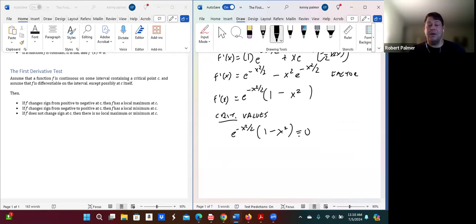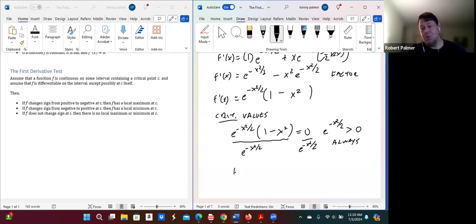Okay, what we can do then is that e to the negative x squared over 2 is always positive. You can check that on your own, but exponentials are always positive. What that means is I can basically divide both sides by this and get rid of it for the process of finding my critical values. And since it's always positive, I don't have to worry about dividing by 0.